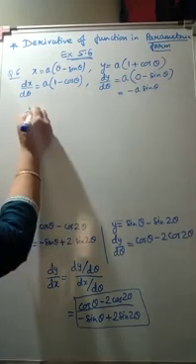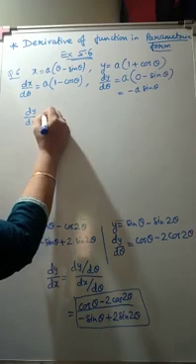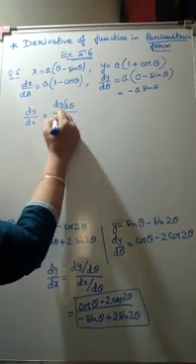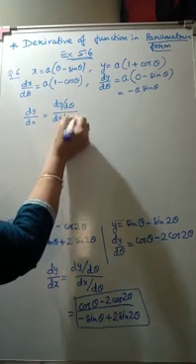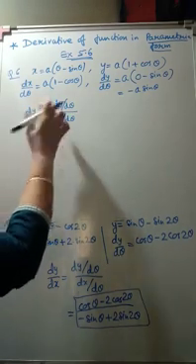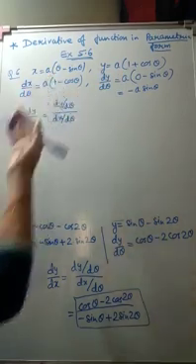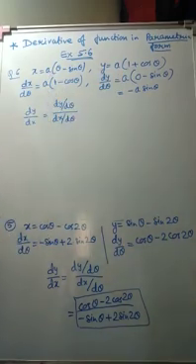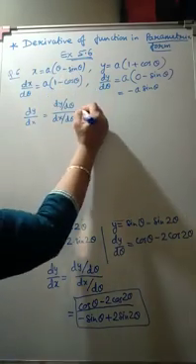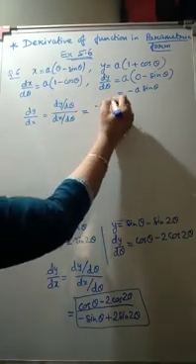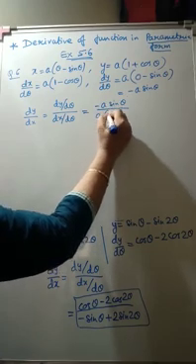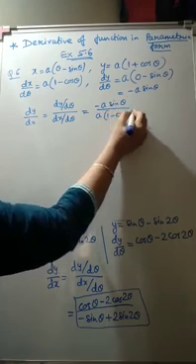So dy by dx is equal to dy by d theta upon dx by d theta. Why am I writing this step every time? So that you will come to know you have to do this upon this. Sometimes if we do it directly, we write this step first, which will be wrong. So it's minus a sine theta divided by a into 1 minus cos theta.